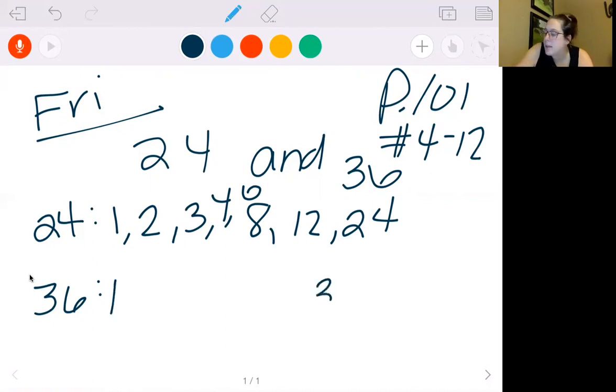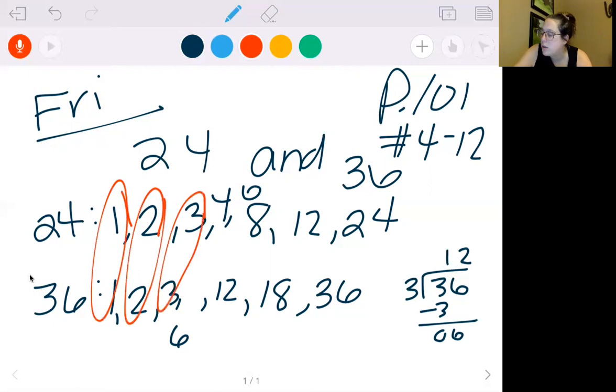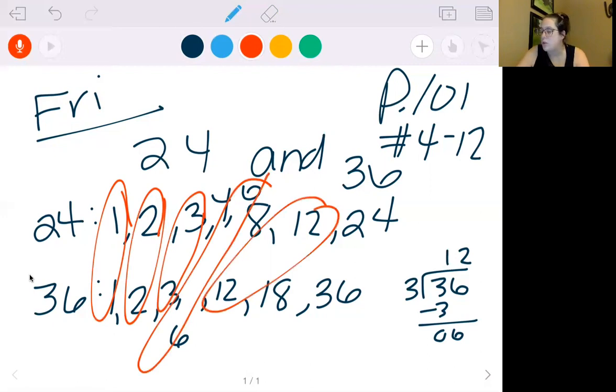36, I can do 1 times 36. 2 times 18. Let's see, for 36. 3 times 12. And 6 times 6. So those are all the factors for 36. 1, 2, 3, 6, 12, 18, 36. So let's circle in red our common ones. 6, 12. So our GCF for this is 12.